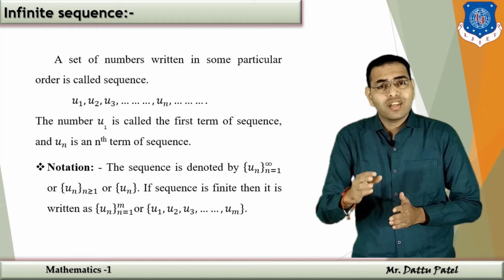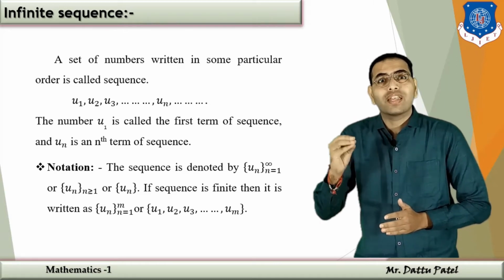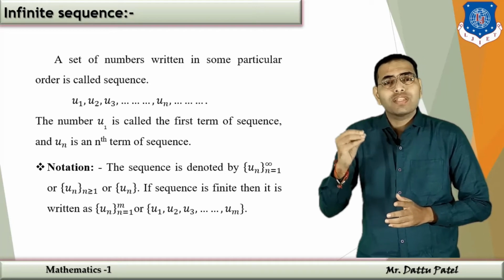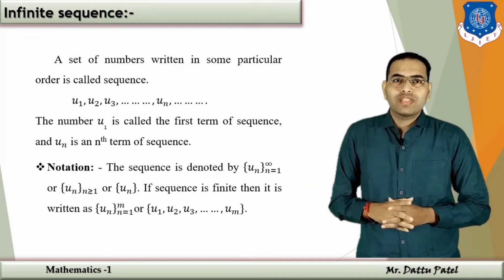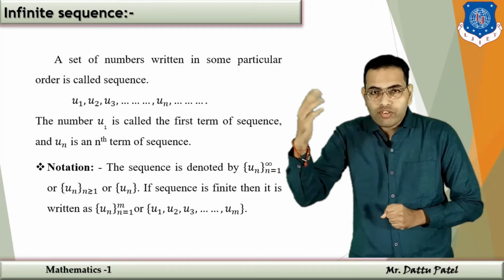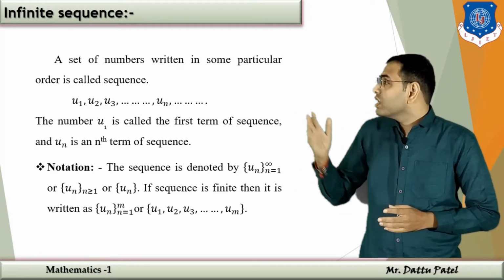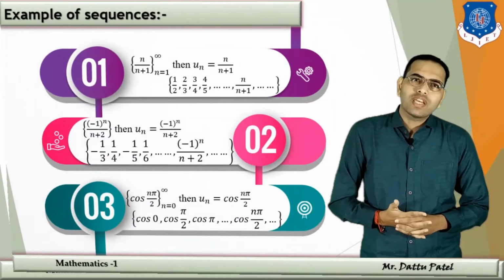It is not necessary that a sequence always starts with 1. That means the starting point of the sequence may be any value, like n equal to 2 to infinity, 5 to infinity, 3 to infinity. Let's see more examples of sequences.